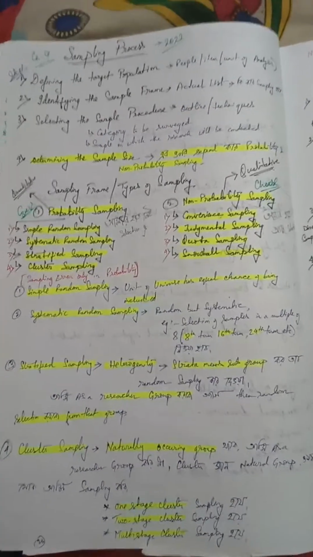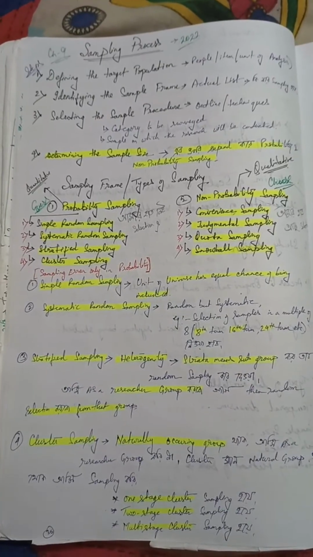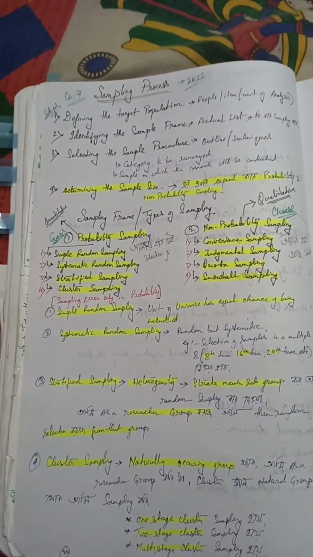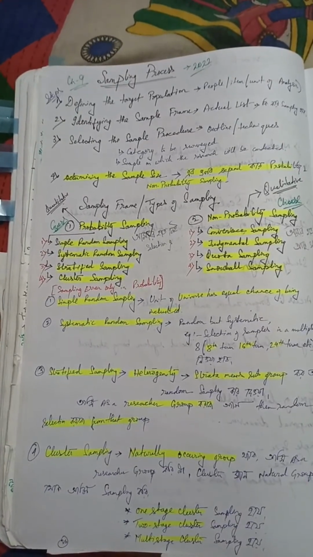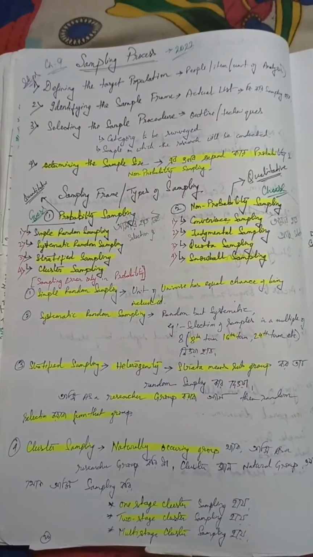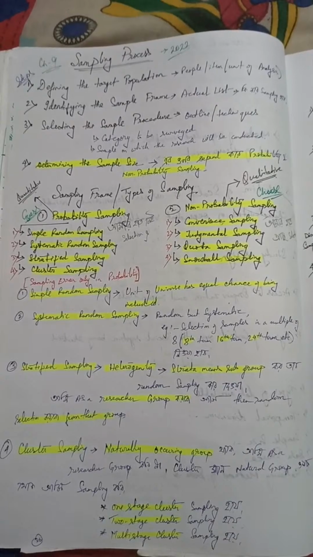So broadly speaking, now we have identified the target population. After identifying the target population, we have the sample frame. After selecting the sample frame, we have the sample procedure, the outline structure. After determining the sample, let's ask ourselves whether the research demands probability sampling or non-probability sampling.